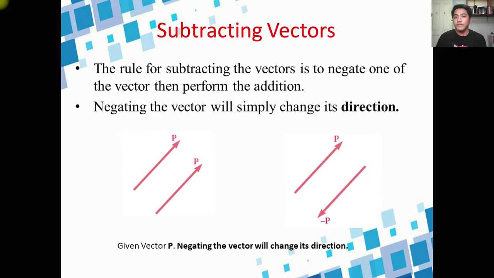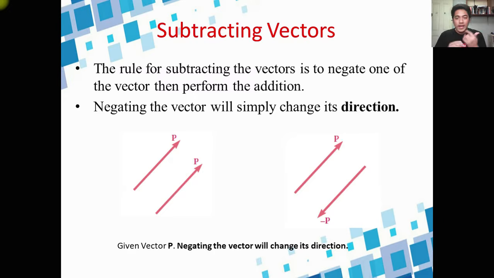The rule for subtracting vectors is to negate one of the vectors and then perform the addition. Negating a vector only means that we change its direction. So such that we have an equal vector P here. If we negate one vector here, such that it becomes negative P, it only changes its direction.